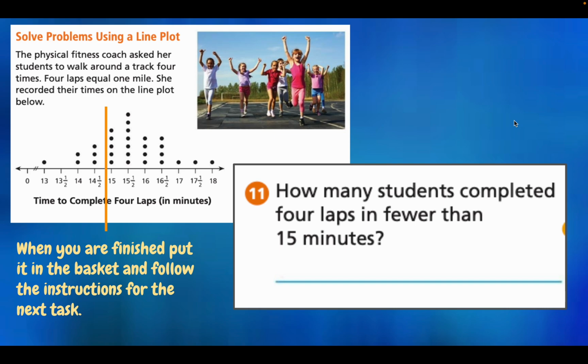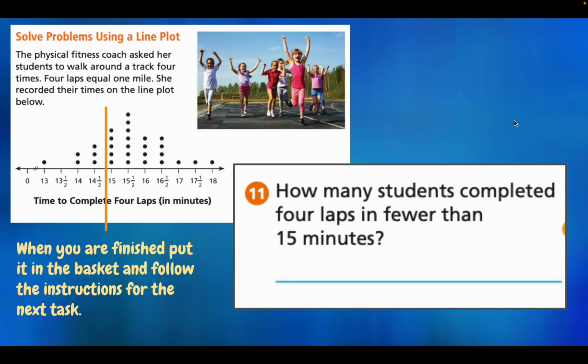Number 11, last one. How many students completed 4 laps in fewer than 15 minutes? So I drew an orange line for you. That shows anyone that completed it in fewer than 15 minutes. So the 15 minutes don't count. So any dot below 15, so 14 and a half, 14, or 13, how many dots are there?